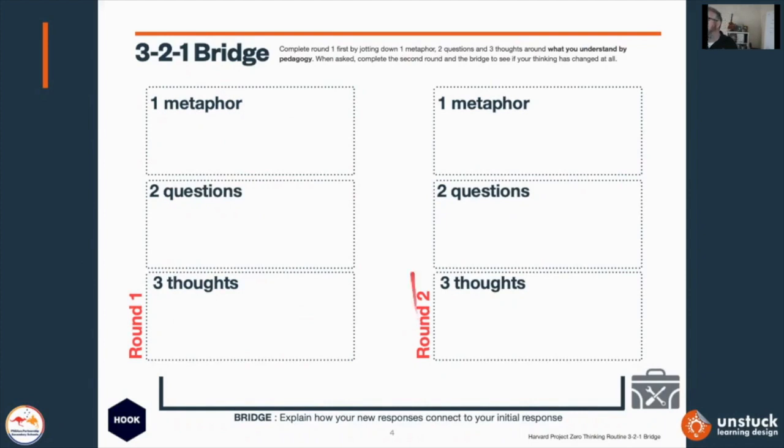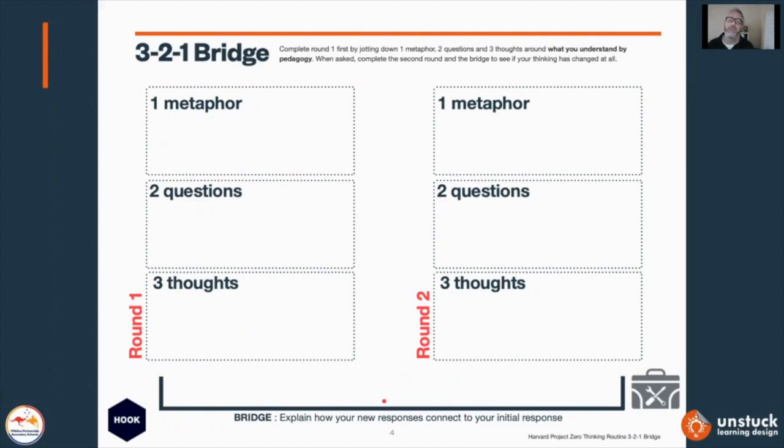Now, having gone through all 6 modules, we'd love you to redo that on this side. Has your metaphor changed? Do you think pedagogy is slightly different to maybe what you thought it was before? Do you have the same 2 questions, or do you have different questions? And do you have 3 thoughts which are different to the 3 thoughts you had at the start? This is a really important part: once you've completed round 2, take some notes and explain why your thinking changed, or why your question changed, or why your metaphor changed, if it did.